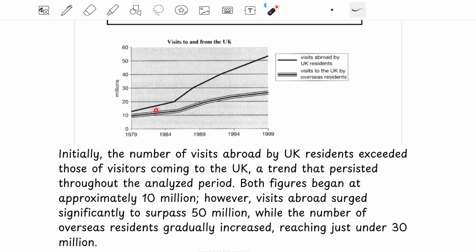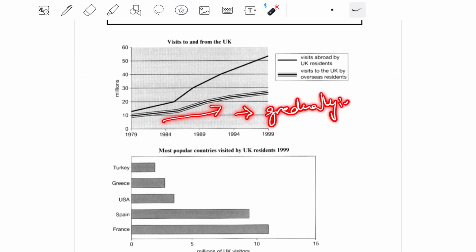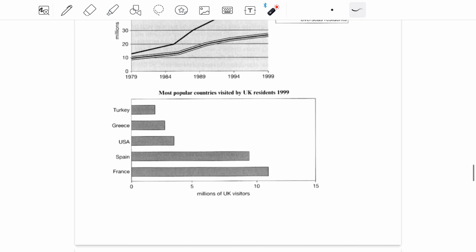However, visits abroad by UK residents surged, so you can use the word surged here, surged significantly, and it surpassed about 50 million, right? While the number of overseas residents gradually increased. So we will use the word gradually increased for this, because it is slowly increasing, and it reached just under 30 million, right? And then you can mention the bar chart.